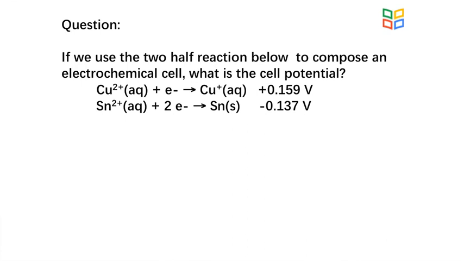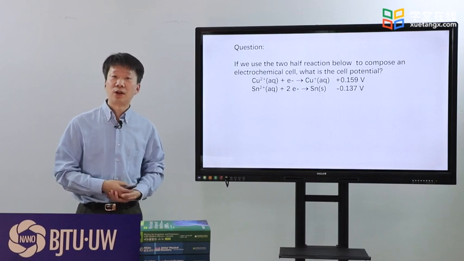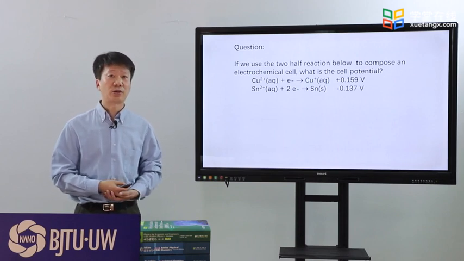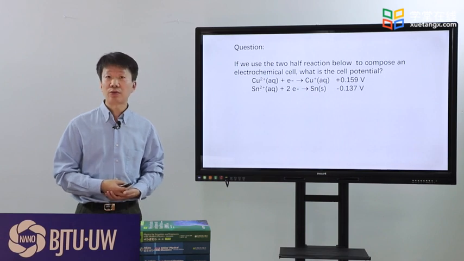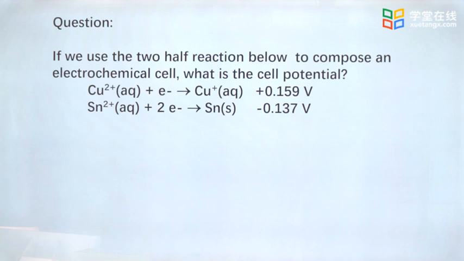Question: if we use the two half reactions below to compose an electrochemical cell, what is the cell potential? First, we should compare the reduction potential values of the two half reactions. Clearly, the Cu2+/Cu+ electrode has a reduction potential of positive 0.159 volts. It's higher than the other electrode potential.